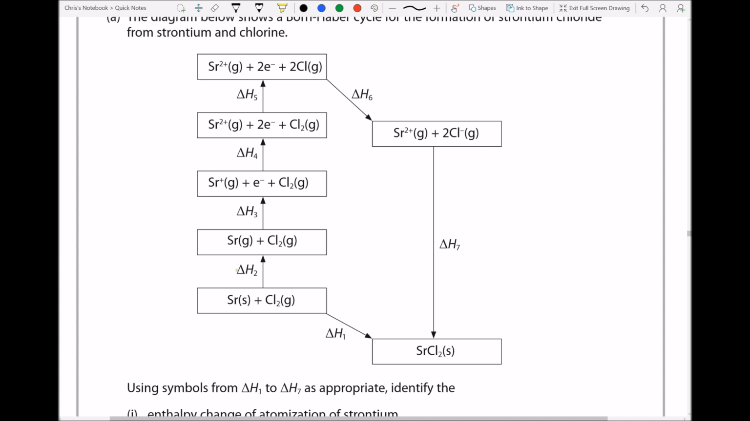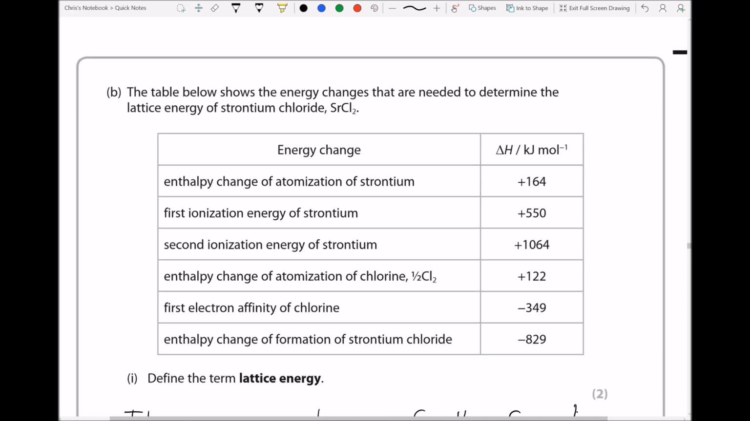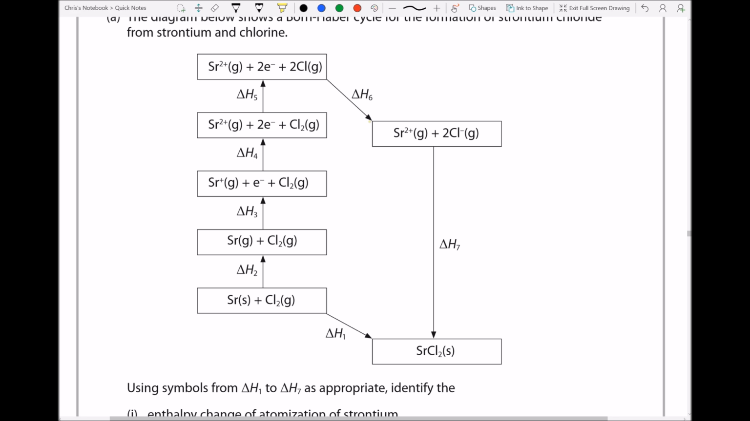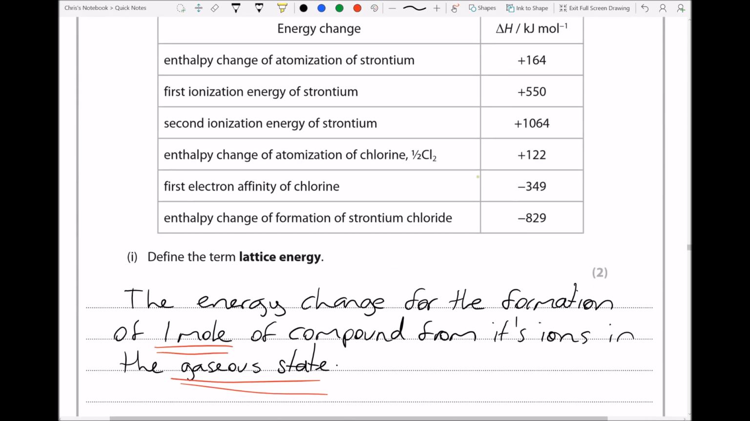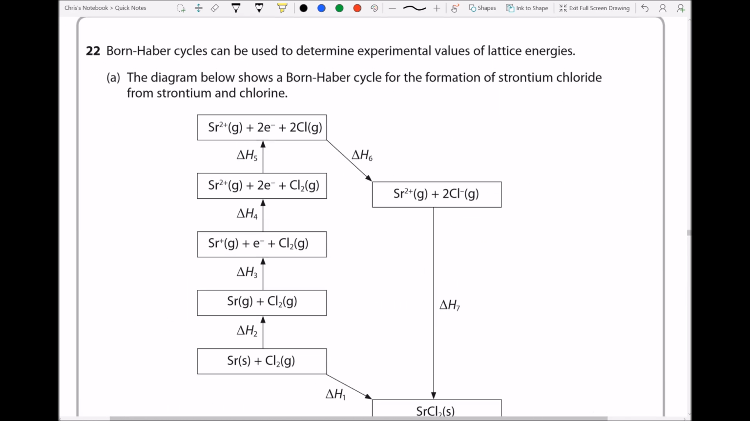So what I'm going to do is stick my numbers in here, and I'm going to show you how it works. If we look at the table, you can see that we've got delta H6, which is this bit. This was minus 349, which is the electron affinity of chlorine. Remember, this is the first one. Because we're going against the arrow, I'm going to put plus 349. Okay, and we're going to have 2 of them.